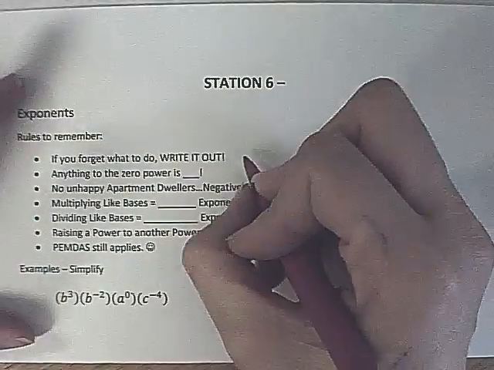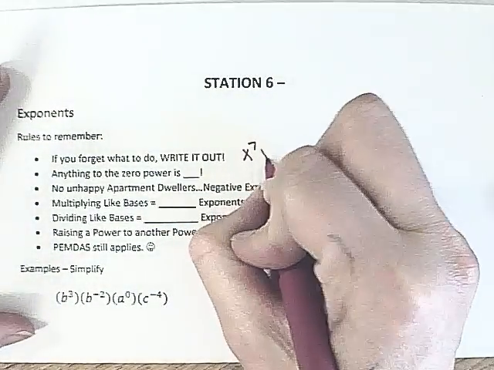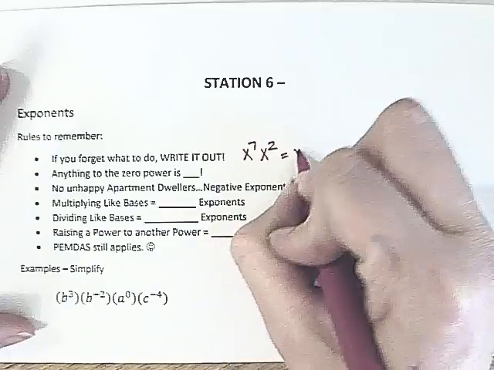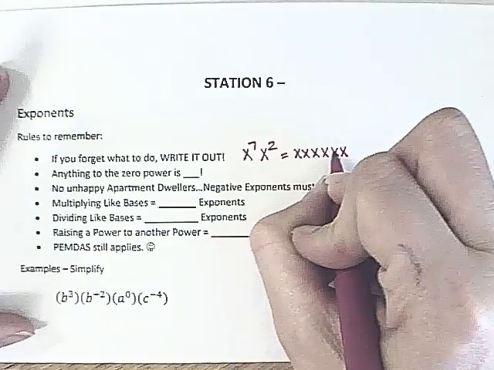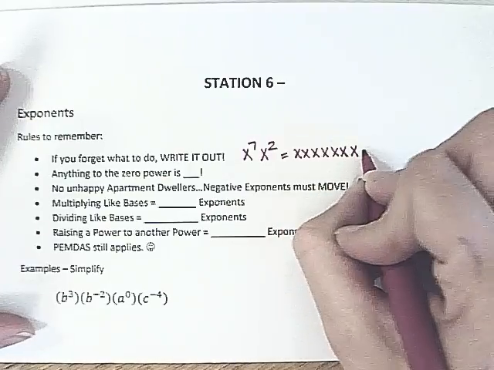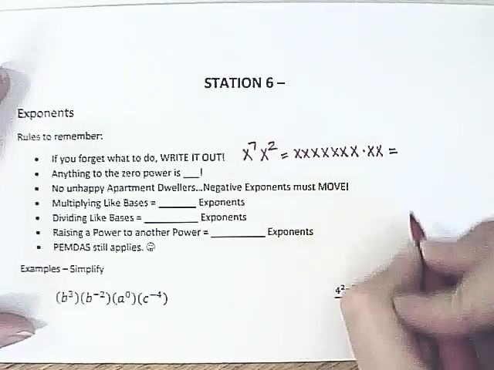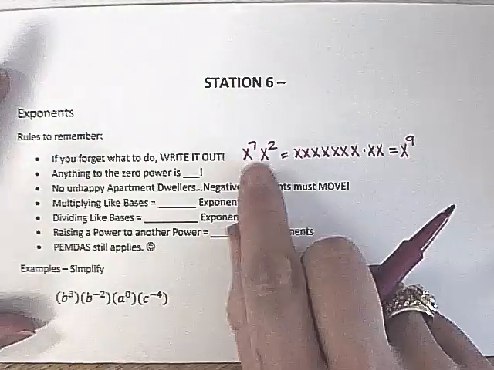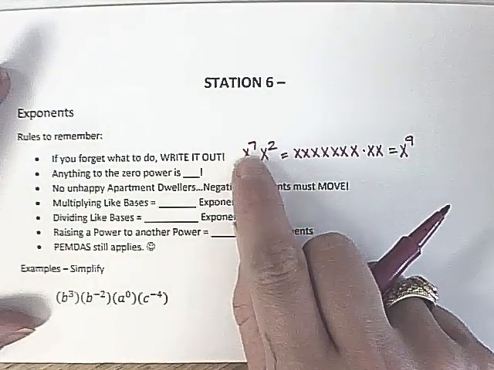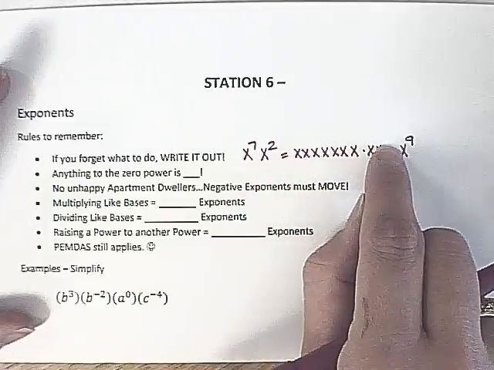For example, if a problem says x to the 7th times x to the 2nd, and you can't remember the rule, write 7 x's, 1, 2, 3, 4, 5, 6, 7 x's, 2 more x's, and count them out, and you'll remember that that actually means x to the 9th power, which will remind you that the rule is add. 7 plus 2 is 9.